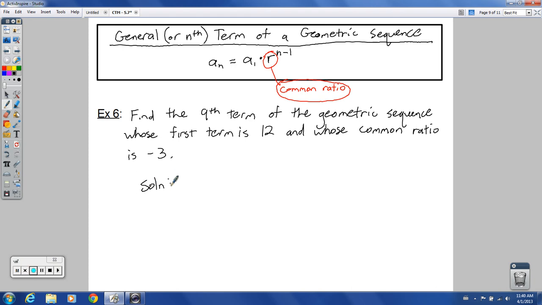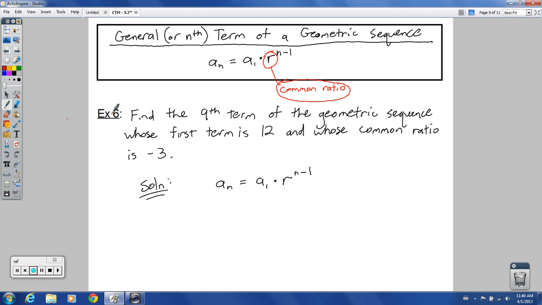And here is my solution for that. So we're talking about this formula right here. Let's write that again. a sub n equals the first term. So the nth term equals the first term times whatever the ratio is to the n minus 1 power. Right here is your n. It's the ninth term. This is your n value right there.